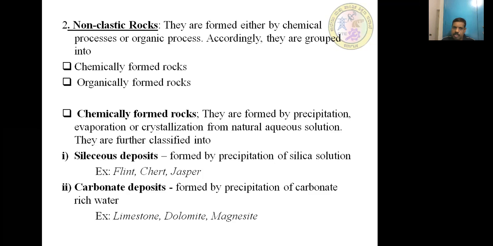They are further classified into different types. They are as follows. First one is siliceous deposits formed by precipitation of silica solution. Example is flint, jet, jasper. Next one is carbonate deposits. These are formed by precipitation of carbonate rich water. Example is limestone, dolomite, and magnesite.